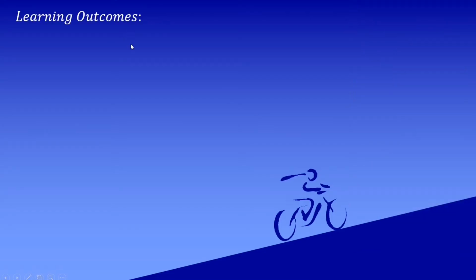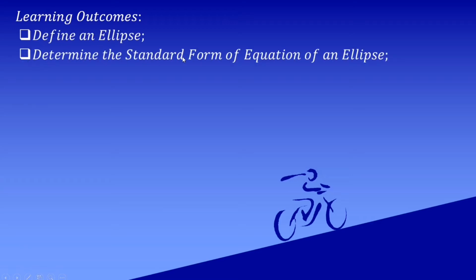Learning outcomes: at the end of this video lesson, you might be able to, number 1, define an ellipse. Number 2, determine the standard form of equations of an ellipse. So let us define first what is an ellipse.